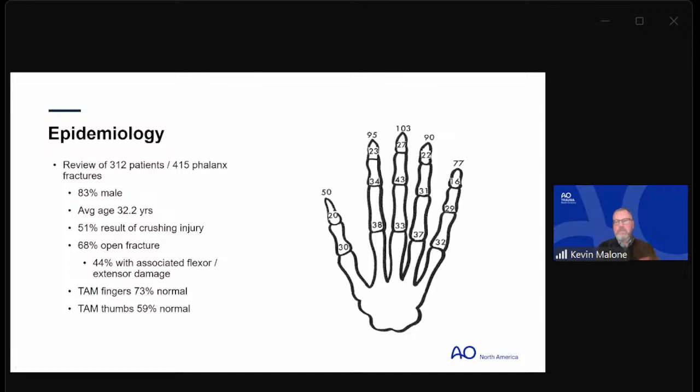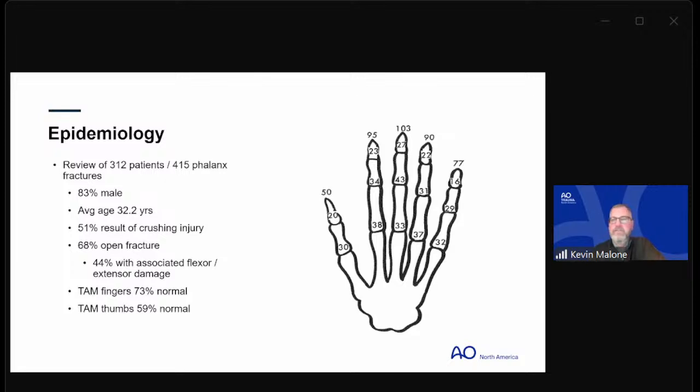Just a review of some of the things that we've talked about before. They are certainly common, much more common in men. Apparently, we put our fingers and our hands in places they don't belong more frequently than our female counterparts. Average age is certainly pretty young. High percentage of crushing injury, resulting in a high percentage of open fractures and associated soft tissue injuries, particularly flexor and extension injury. And end results of these phalanx fractures results in a pretty substantial loss of total active motion.